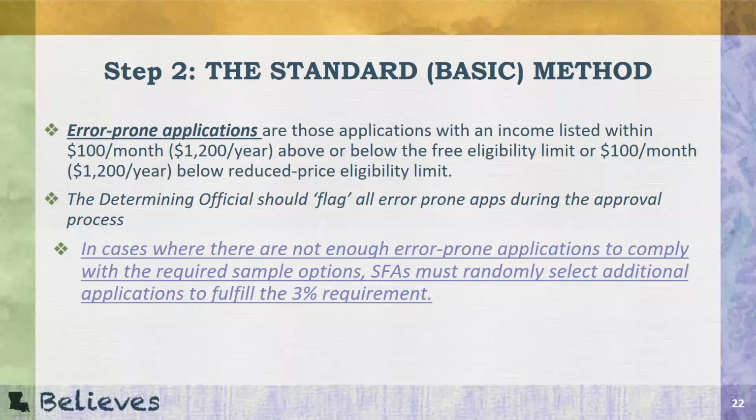Error-prone applications are those applications with an income listed within $100 per month or $1,200 a year above or below the free eligibility limit, or $100 a month, $1,200 a year below the reduced price eligibility limit. The determining official should flag all error-prone applications during the approval process. In cases where there are not enough error-prone applications to comply with the required sample options, SFAs must randomly select additional applications to fulfill the 3% requirement.